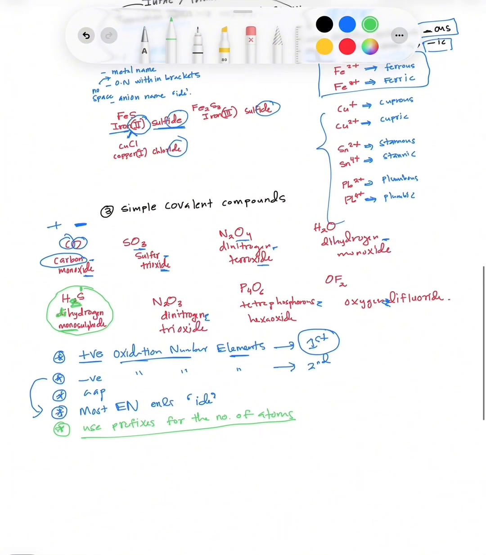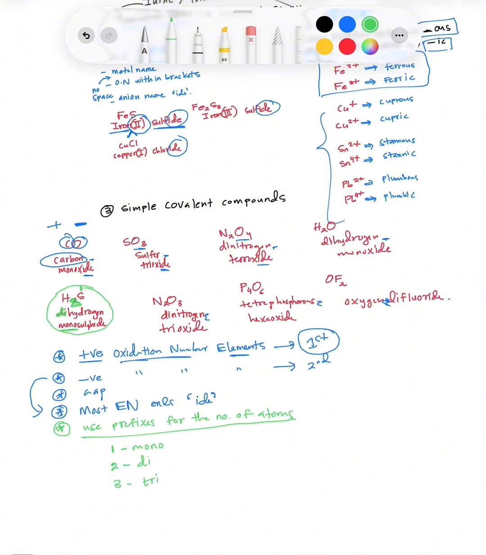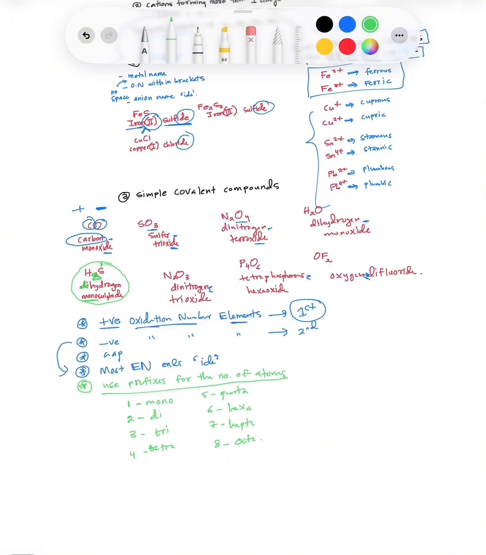So the prefixes are like this. If it is 1, it's going to be mono. If it is 2, it's going to be di. If it is 3, it's going to be tri. If it is 4, it's going to be tetra. And if it is 5, it's going to be penta. If it is 6, it's going to be hexa. And if it is 7, it's going to be hepta. And if it is 8, it's going to be octa. It's all under simple covalent compounds. The next category is polyatomic ions.